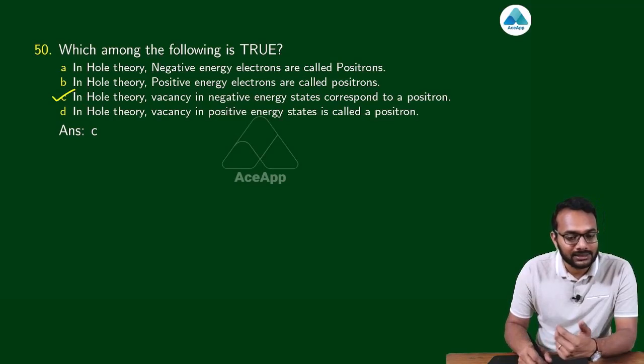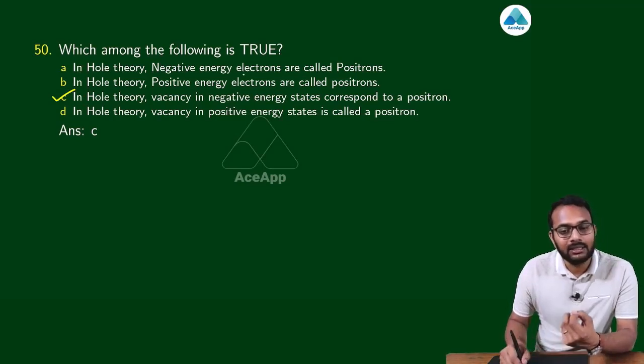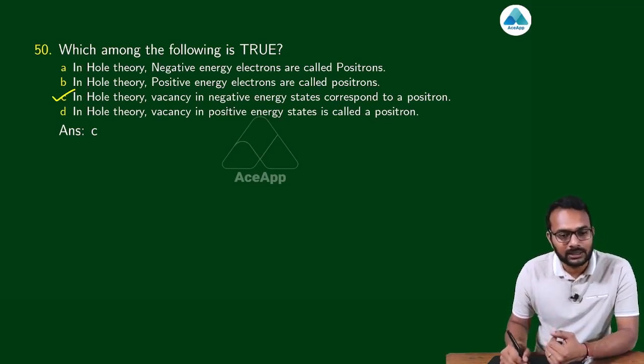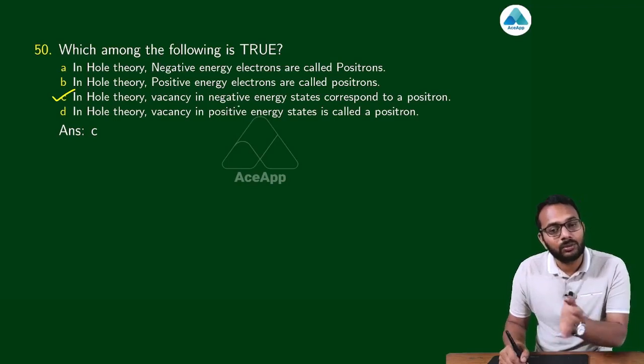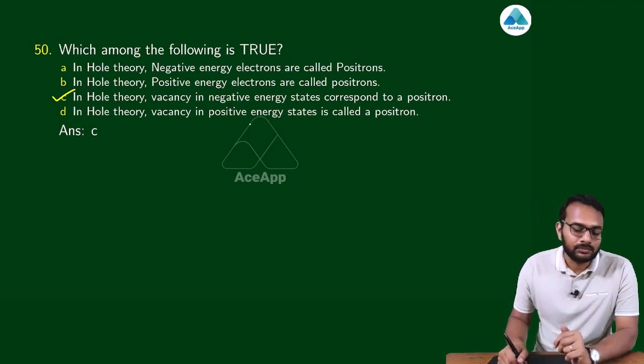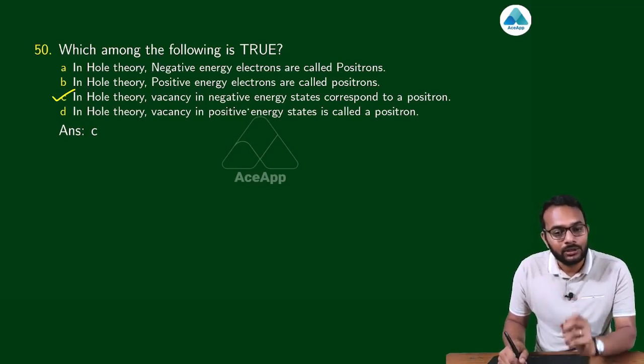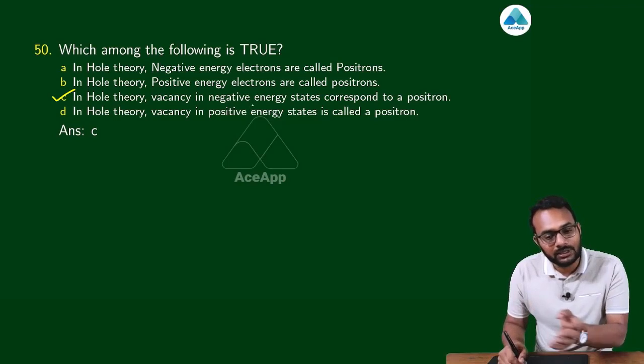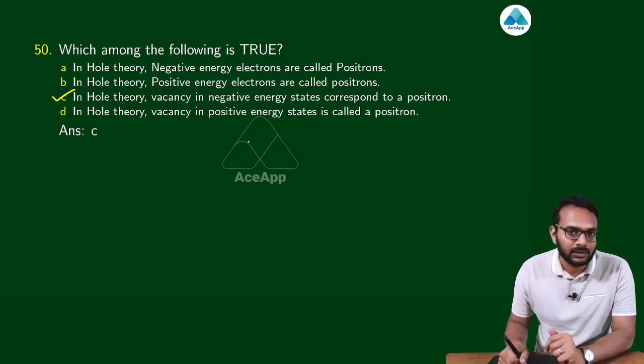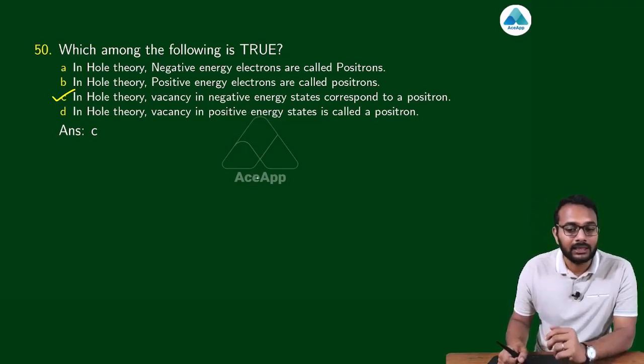So the distinction is a bit subtle. A negative energy electron is not a positron, but a vacancy in the negative energy states is. What is a positron? It is the vacancy left when a normal electron in a negative energy state comes out. It is not an electron with negative energy.